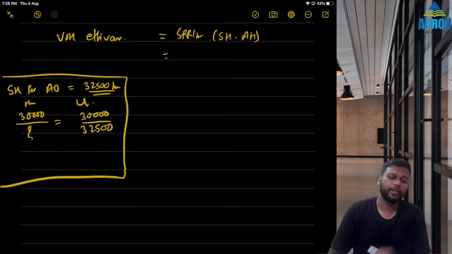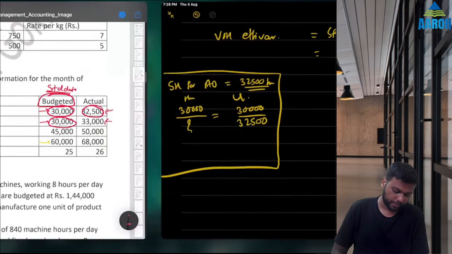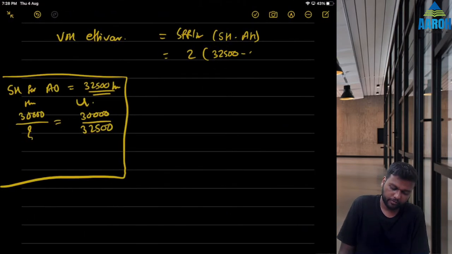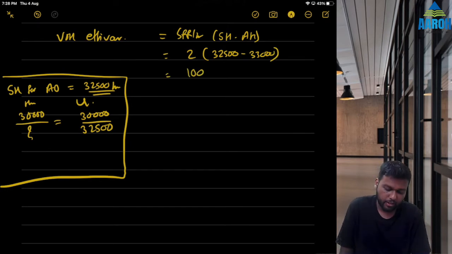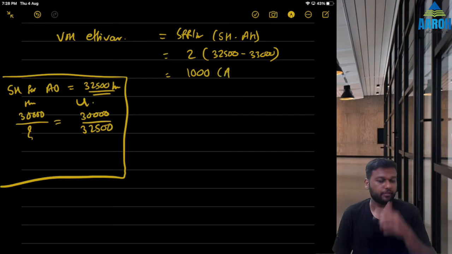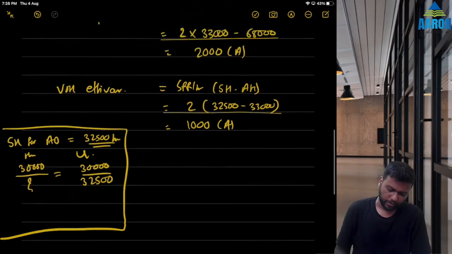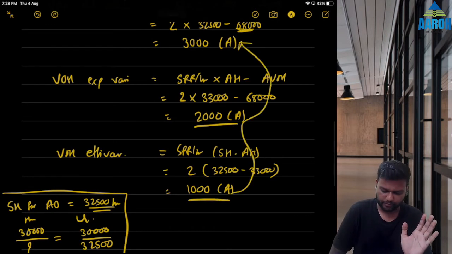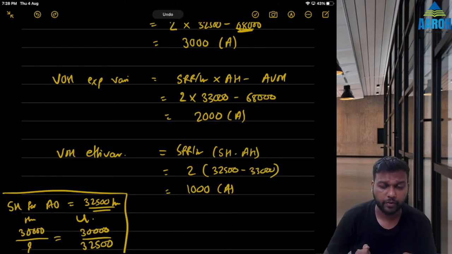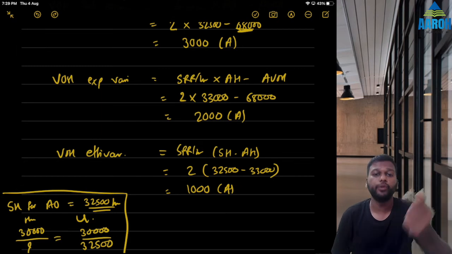Now let's calculate: SRR per hour 2 into standard hours 32,500 minus actual hours, which is given as 33,000. It is 500 more hours, so 1,000 adverse. More hours means adverse, right? Cross check: 2,000 adverse plus 1,000 adverse should equal 3,000 adverse. It is matching, right? I will not stop here. We will not go to fixed overheads yet. Let's calculate everything with the unit formulas also.